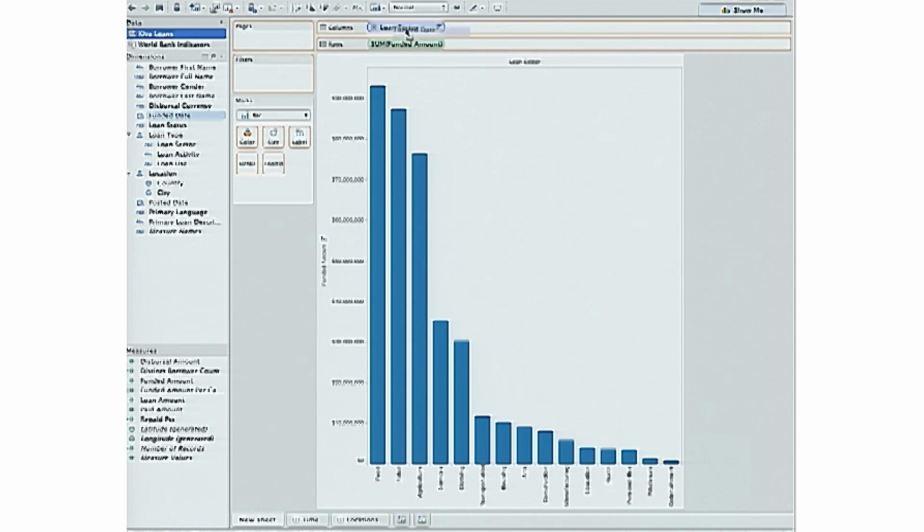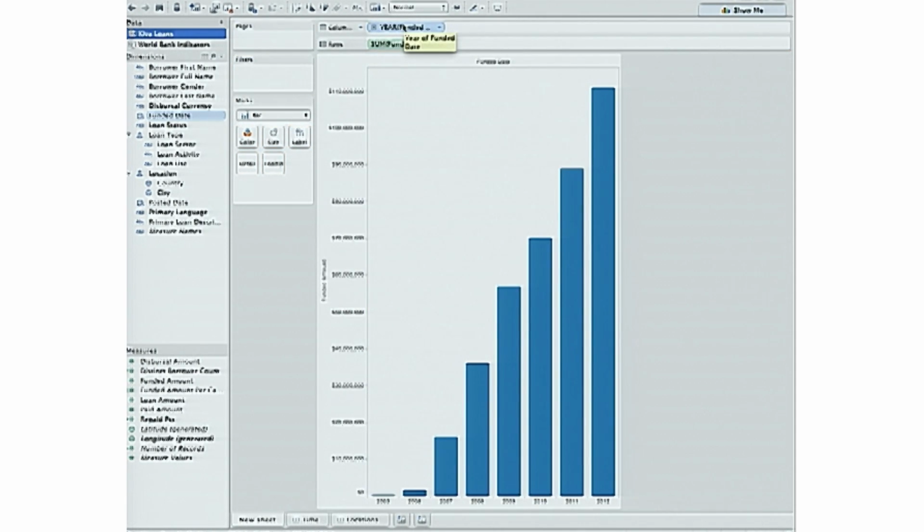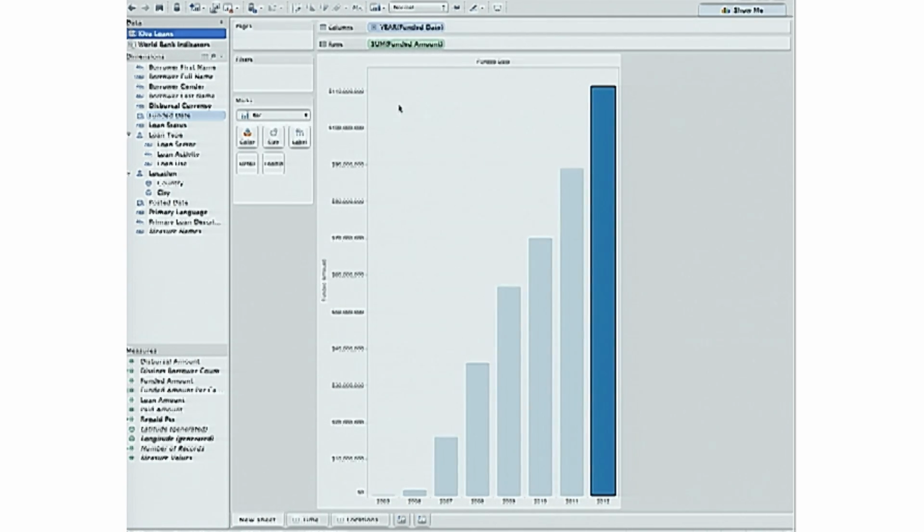I can also pull out funded date and look at the data from that point of view. Here you'll notice it's automatically sorted for Kiva, where we have time on the horizontal, and you can see that Kiva has been growing over time. In 2012, they did over $100 million worth of loans in that particular year. We can do cool things in Tableau. There's definite depth to the tool as well.